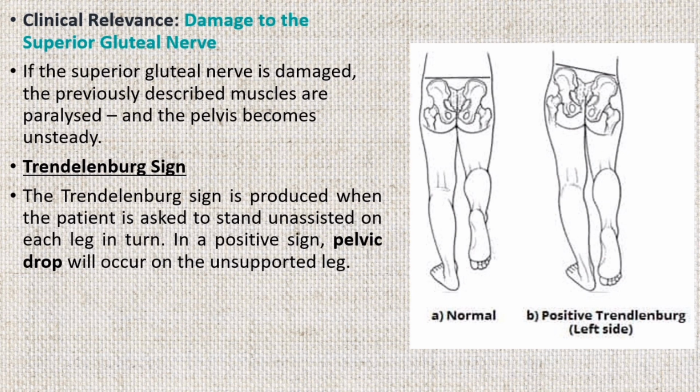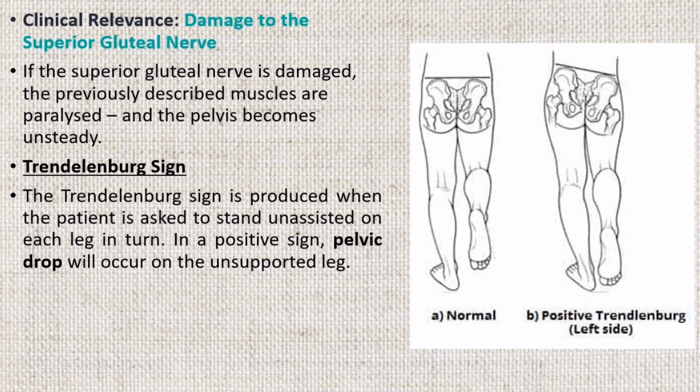Clinical relevance. Damage to the superior gluteal nerve. The superior gluteal nerve innervates the gluteus medius and the gluteus minimus. These muscles have an important role in stabilizing the pelvis during locomotion. In the standing position, the gluteus minimus and medius contract when the contralateral leg is raised, preventing the pelvis from dropping on that side.